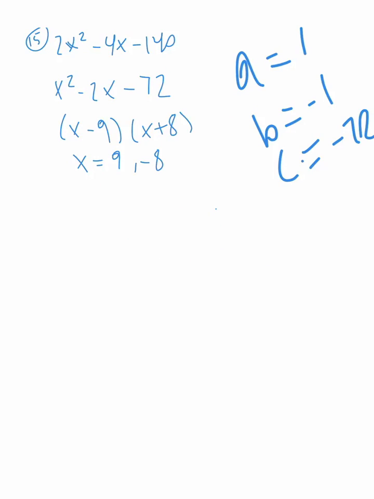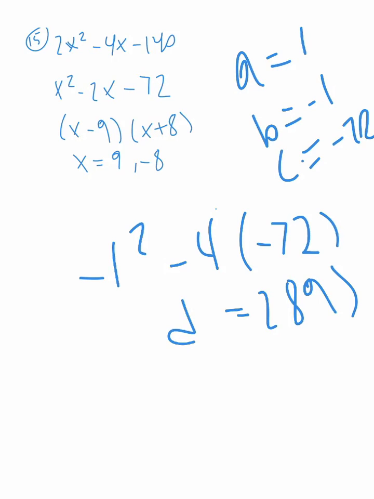The numbers for the discriminant will be a equals 1, b equals negative 1, and c equals negative 72. And finally, once you're done with it, you substitute all your numbers into the equation, and the discriminant will equal 289.